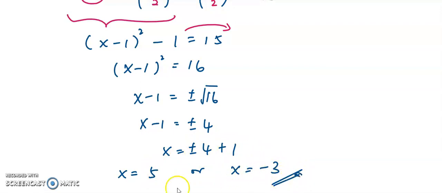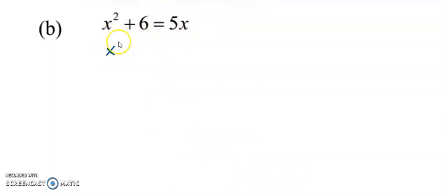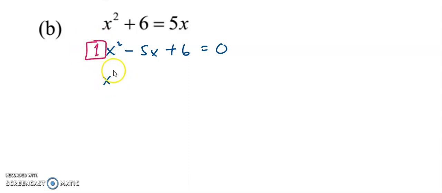For this example, we always need to remind ourselves to convert our equation into its general form, that is leaving the right hand side to be 0. And then the second thing we need to check for completing the square is that the coefficient of x squared has to be 1. So we can start now, since the x squared now has coefficient 1.